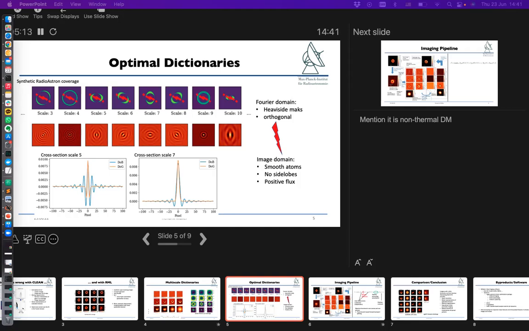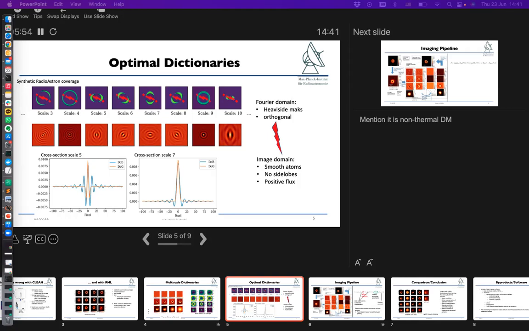And moreover, when we want to fit our basis functions, our atoms, to the UV coverage, what we want to have in the Fourier domain are Heaviside masks, so step-like functions, not these Gaussian filters. This also comes with a great advantage: these functions are basically orthogonal because they have non-overlapping support in the Fourier domain. And orthogonality is, of course, a big advantage because then you don't have the problem of over-representation of the final image anymore.